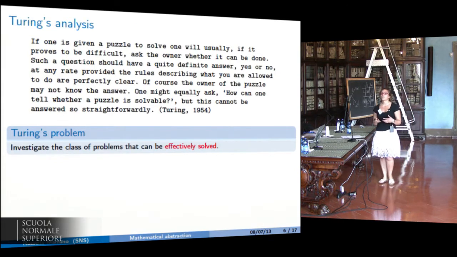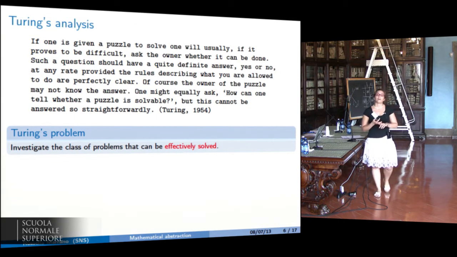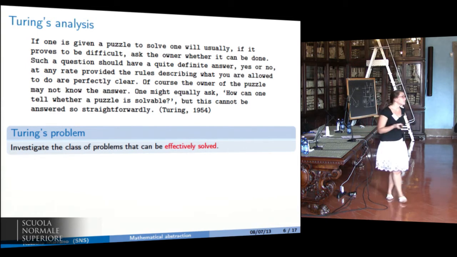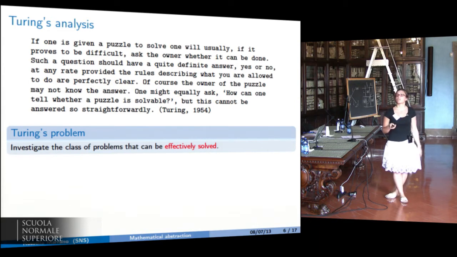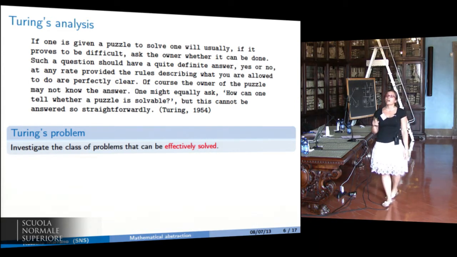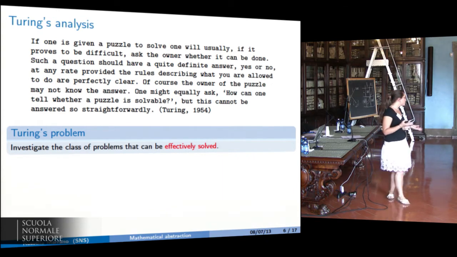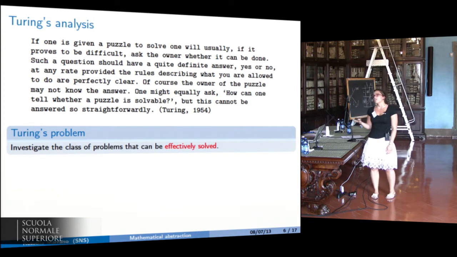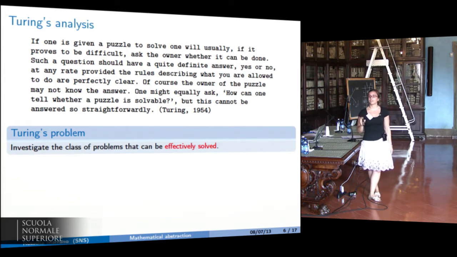Let's see in Turing's world how the problem can be put. Turing says, if one is given a puzzle, a problem, or something to be solved, one will usually, if it proves to be difficult, ask the owner whether it can be done. Such a question should have a quite definite answer, yes or no, at any rate provided the rules describing what you are allowed to do are perfectly clear.